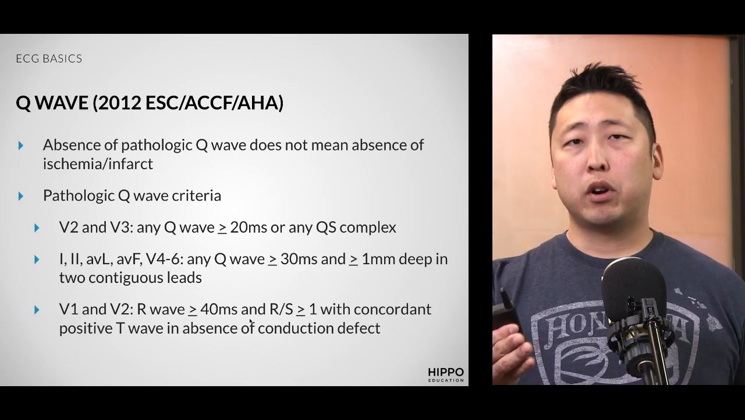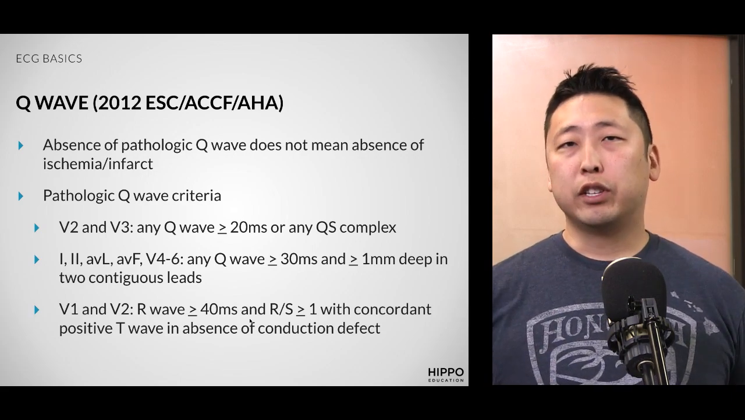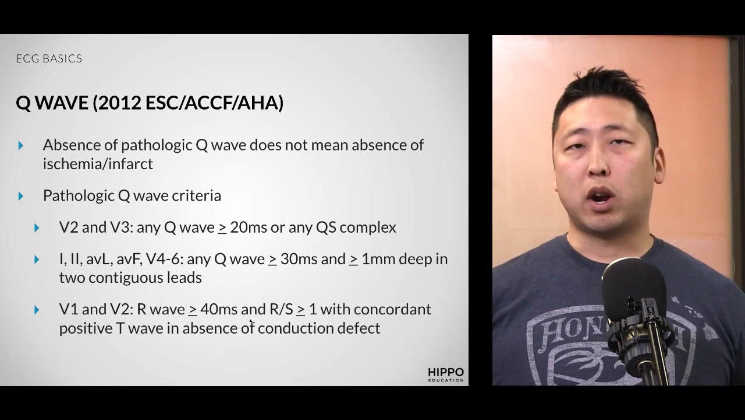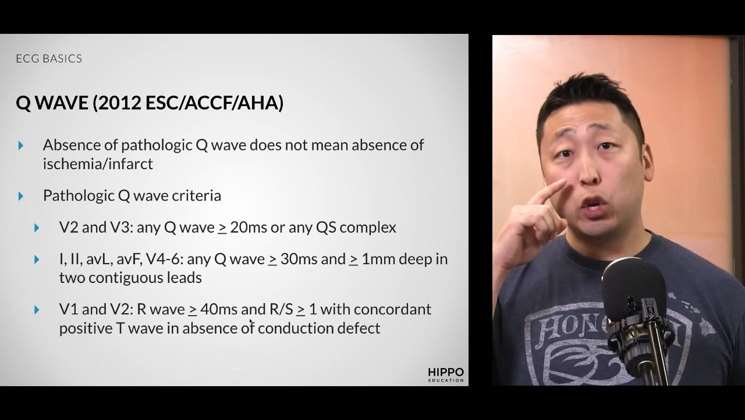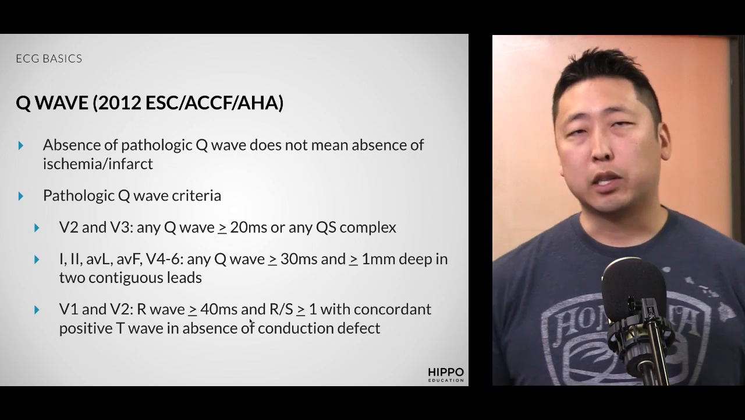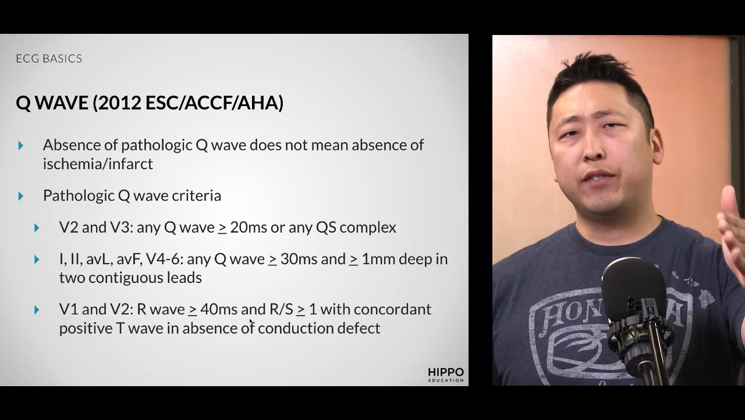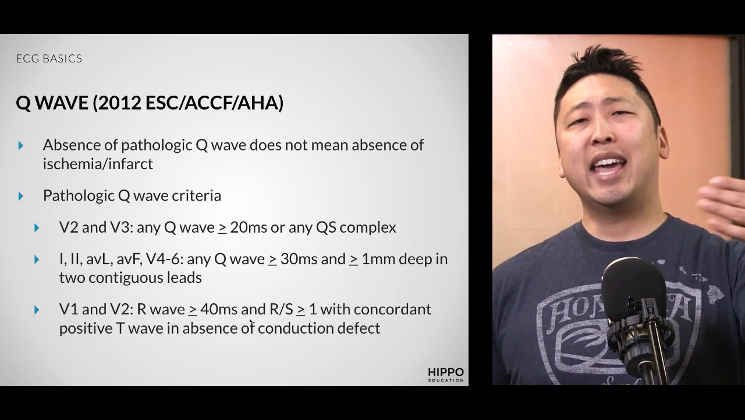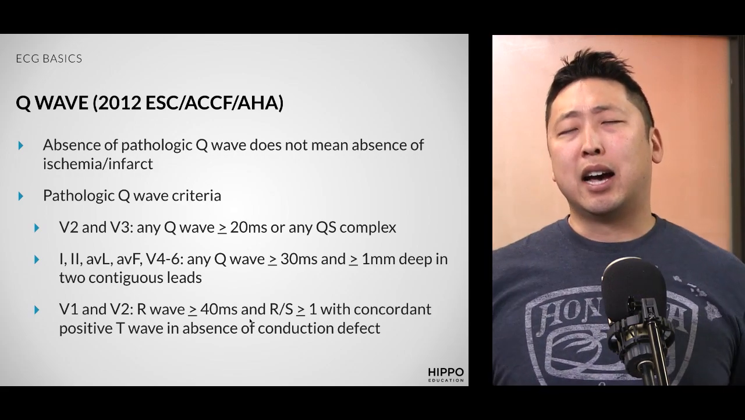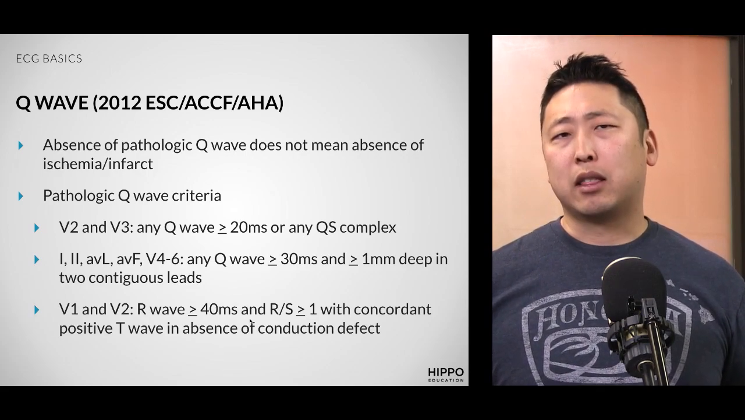It's a lot to remember. I put it out here and we're going to talk about it in a little bit, but more for your reference so you can take a look at it again when it comes across. But V2 and V3, any Q wave greater than or equal to 20 milliseconds or any QS complex is a pathologic Q wave. And then you see how 1, 2, AVL, AVF, and V4 through 6, any Q wave that's basically bigger than one small box in any two contiguous leads is considered pathologic.